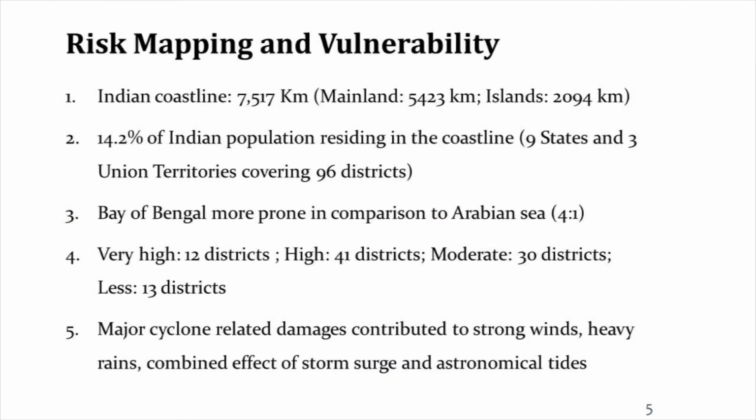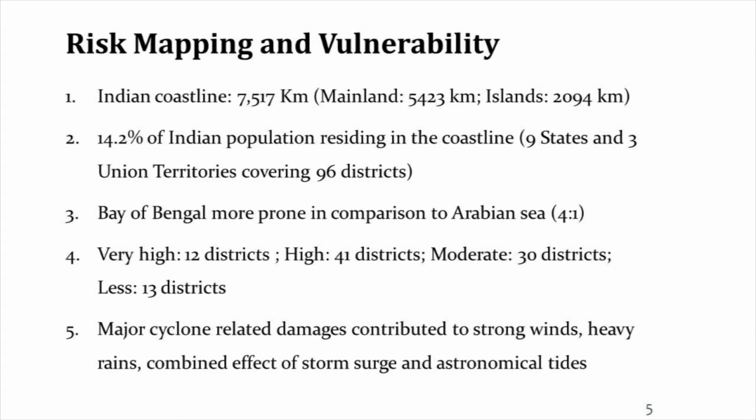Coming to the risk mapping and vulnerability of India, the Indian coastline surrounds 7,517 kilometers, which includes a mainland area of 5,423 kilometers and an island area of 2,094 kilometers. About 14% of Indian population are residing in this coastline. This includes 9 states, 3 union territories covering a total of 96 districts. India is surrounded by Bay of Bengal and Arabian Sea. Bay of Bengal is more prone to floods in comparison to the Arabian Sea in the ratio of 4:1.